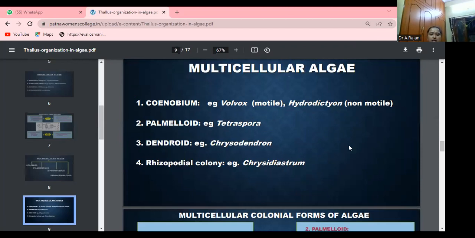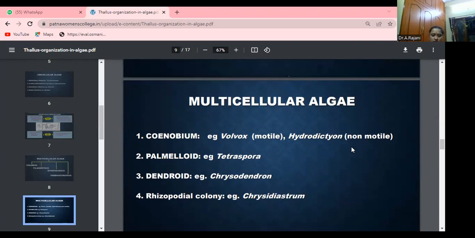Yeah, in the multicellular algae, the first one is the coenobium. I'll explain now. A coenobium is a colony with a defined number of cells having a constant shape and size. What are the examples? Volvox and Hydrodictyon. See here, in the coenobium both motile and non-motile forms are there. But here, the question: which one is motile, which one is non-motile? In the coenobium, Volvox is motile. That is a colony, but this one is also a colony.